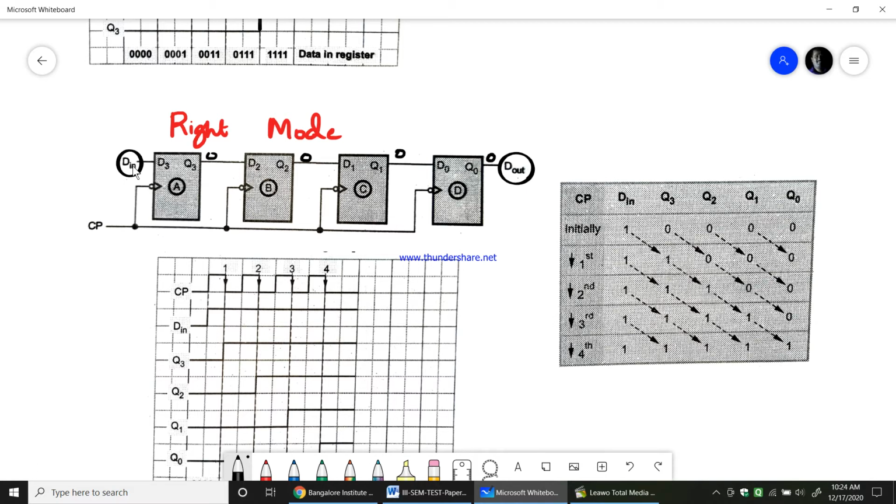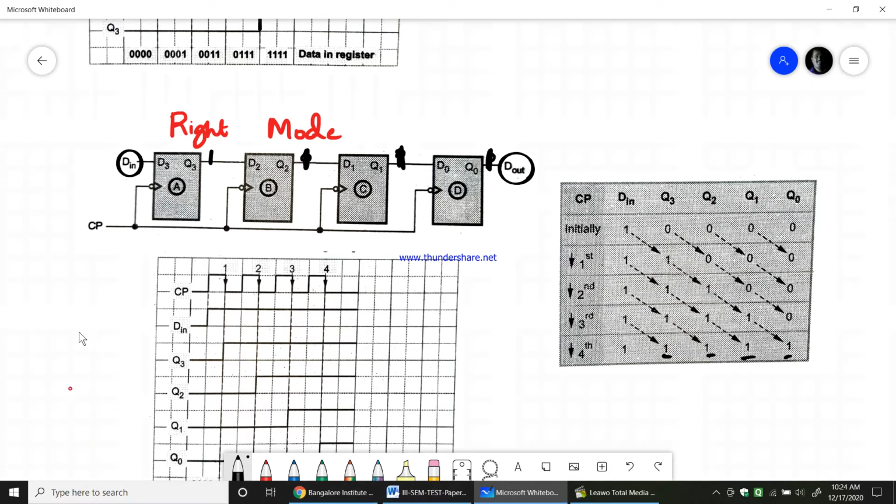Therefore when you give D in 1 and press the clock pulse, Q3 becomes 1, where the Q3 0 which was there goes to Q2 and so on. Now this becomes 1 in the next clock pulse when D in is 1, next this becomes 1 in the next clock pulse when D in is 1, and this becomes 1 in the next clock pulse when D in equals 1. Okay, so that is what you see here, 1 1 1 1. Now we are going from this side. Earlier we went this side, now we are trying to create from this side.